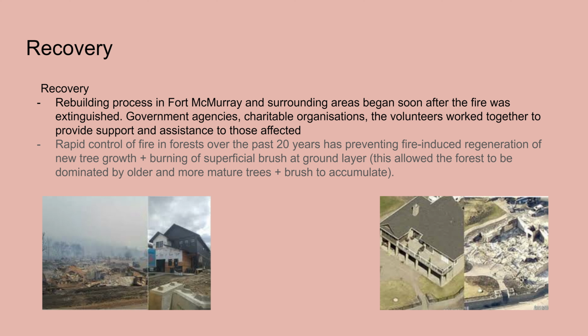Rapid growth of fire in forests over the past 20 years has prevented fire-induced regeneration of new tree growth and burning of superficial brush at ground layer, which has allowed forests to be dominated by older and more mature trees and allowed brush to accumulate.